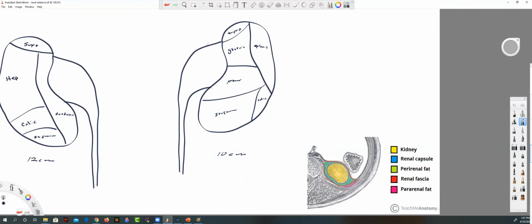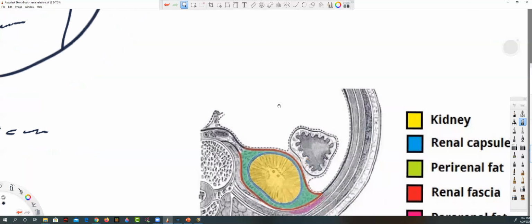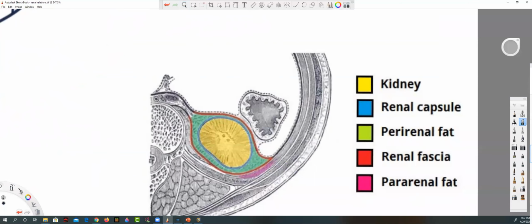You know, the kidney has some fascias around it. There's the renal capsule itself. The renal capsule. Can I draw on this? Yes. Listed here in that little blue right around the kidney itself. That is the capsule.